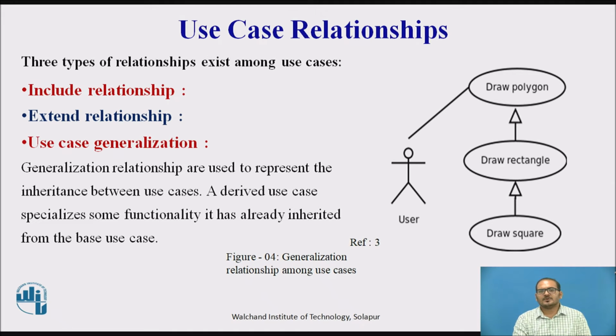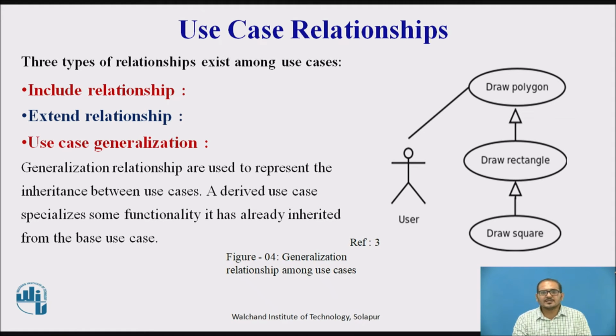Generalization relationship. The generalization relationship is used to represent the inheritance between use cases. A derived use case specializes some functionality it has already inherited from the base use case. For example, to illustrate this, consider a graphical application that allows the user to draw polygons. We could have a use case to draw the polygon.